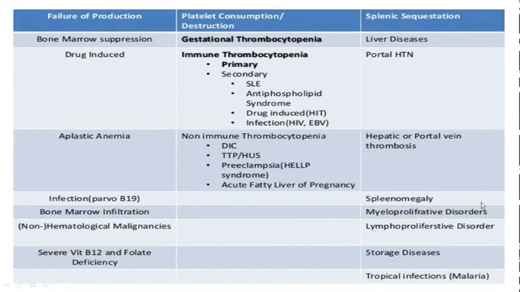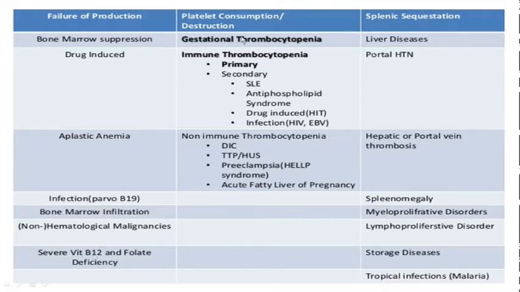So failure in production is mostly because the bone marrow is basically responsible for production of platelets. So any bone marrow suppression, either drug-induced, or conditions like aplastic anemia or parvovirus infection, a very common infection associated with bone marrow suppression. Then bone marrow infiltration through metastasis or malignancies, which can even be a non-hematological malignancy. Severe B12 and folate deficiency is one very frequent cause of bone marrow suppression leading to thrombocytopenia.